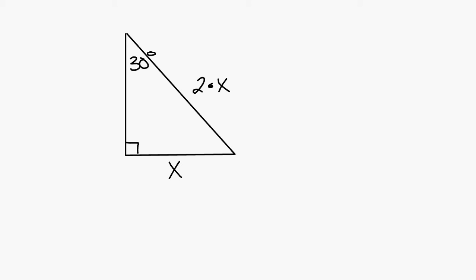The hypotenuse and the short leg. Hypotenuse is twice as long as the short leg. Short leg is half the length of the hypotenuse. That's their relationship. The long leg, that's the leg across from the 60-degree angle, is always the short leg times the square root of 3.